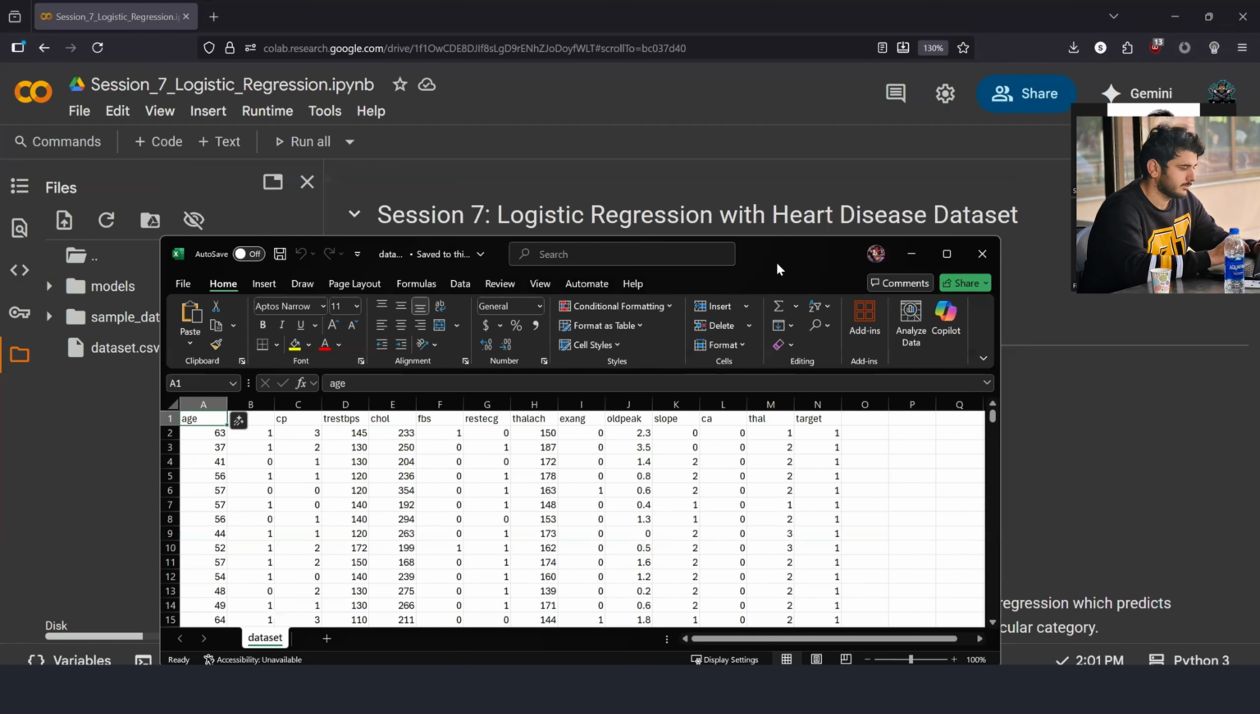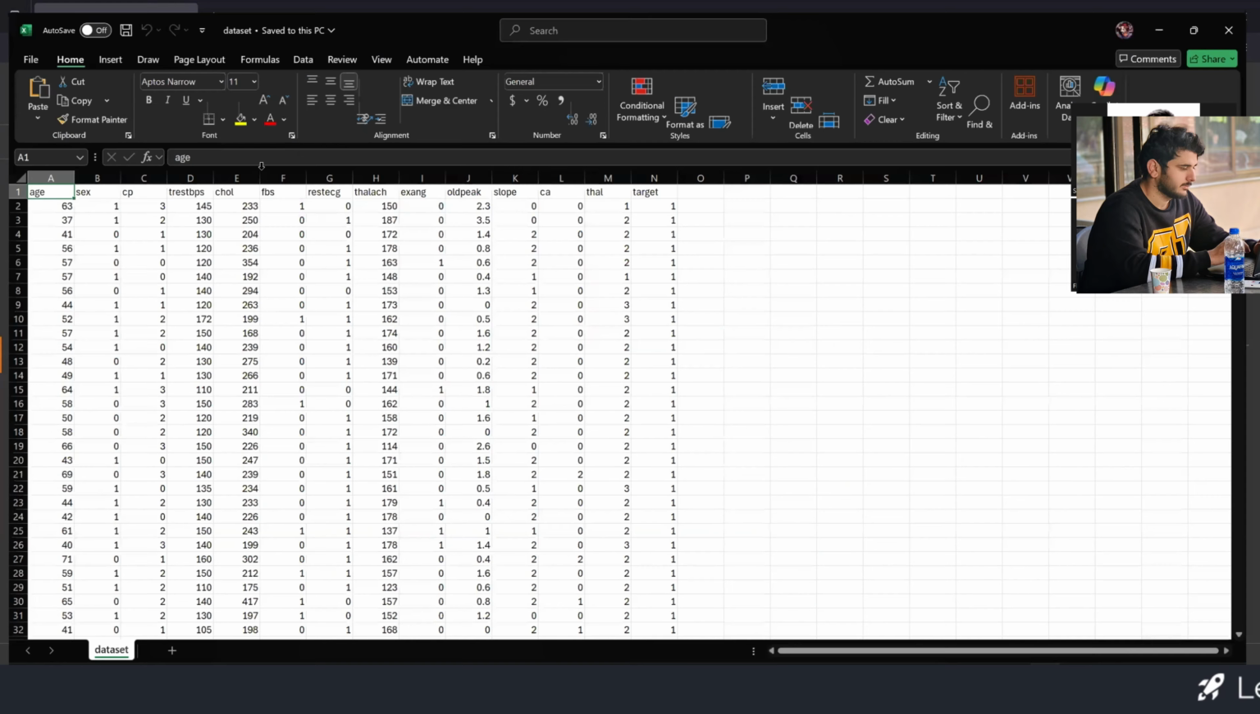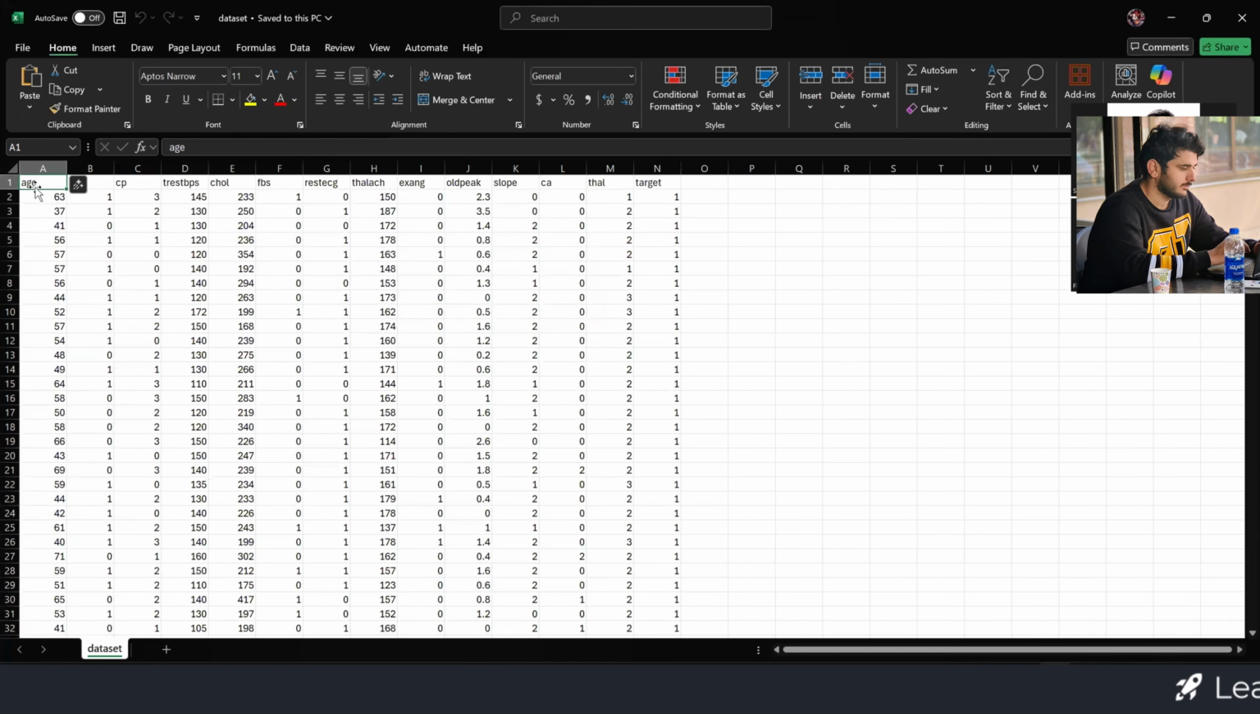So in this video, what we are going to work on is a logistic regression study. We have a heart disease data set, and it contains information about different patients that might have a heart disease or not. That's what our data set looks like. We have a history of patient, and based on that, we also have whether they have heart disease or not.